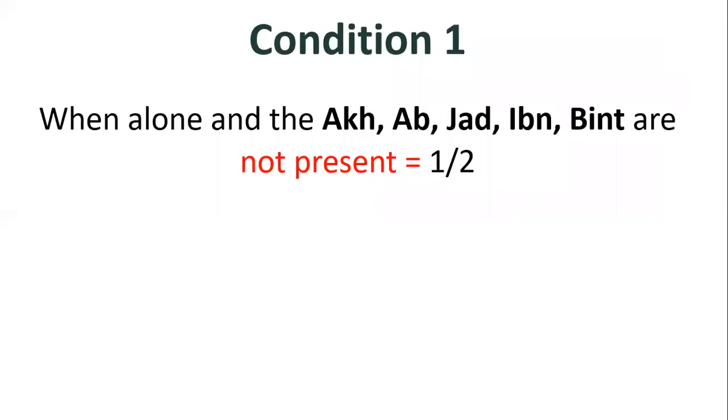Another example for condition number 1. Again, like always, we need to learn these conditions off by heart. So when alone and the akh, abjad ibn, bint are not present, then the ukht will receive 1/2 of the inheritance. So over here we can see zawja, ukht li ummin, ukht and jadda. Very quickly, zawja will receive a quarter, ukht li ummin 1/6, jadda 1/6.